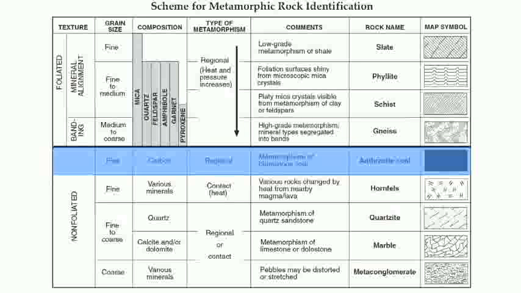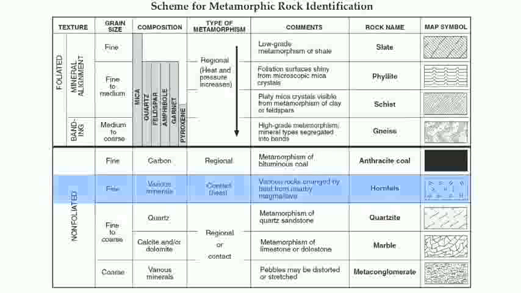So if you take a look at anthracite, coal is made up of carbon, okay, but it actually comes from the metamorphism of a sedimentary rock called bituminous coal. That's made from regional metamorphism. Hornfels is the only rock in the chart that strictly comes from contact metamorphism. Okay, again, small crystals, and it comes from a variety of different rocks.